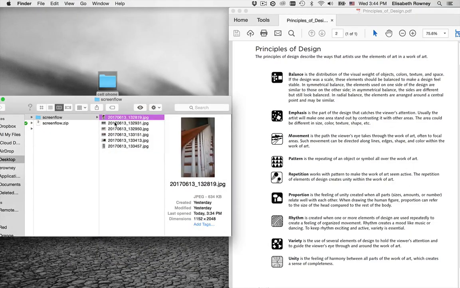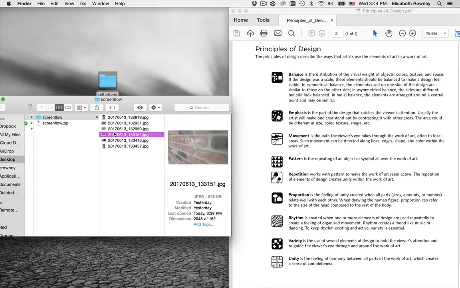So those are some examples of how you can manipulate an interior location in order to demonstrate the principles of design.